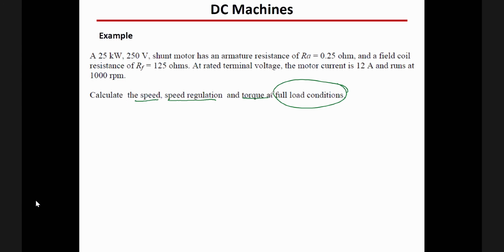Full load, at rated value. So my question is, is this the rated value here? No. So are we using 12 here? No, it's a rated value. It was given as a load, meaning that the input is 12 amp. But maybe at the rated load, when the machine delivers the rated power, the input is more. And this is where the 25 kilowatt power comes in. Remember that this is electrical input. So the rated electrical input is 25 kilowatt.